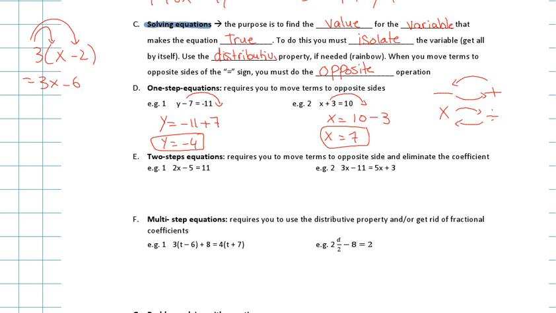Then we have 2-step equations, right? The 2-step equations require you to move and then divide or multiply, so there's more than 1 step that we have to do, okay? So if you're looking at this one, you have 2x minus 5 equals 11. What's my first step? Minus 5, you have to take to the other side as a plus. 2x is equal to 11 plus 5, 16.